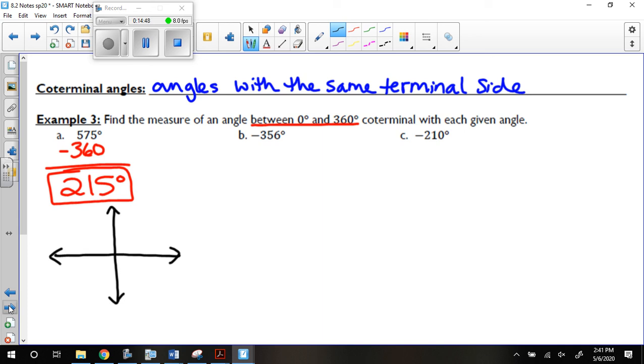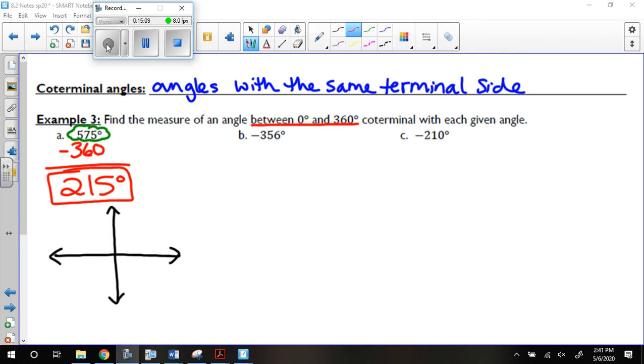Okay, so my 575 degree angle is more than one rotation around our axes. I can estimate fairly well where 215 degrees is though.